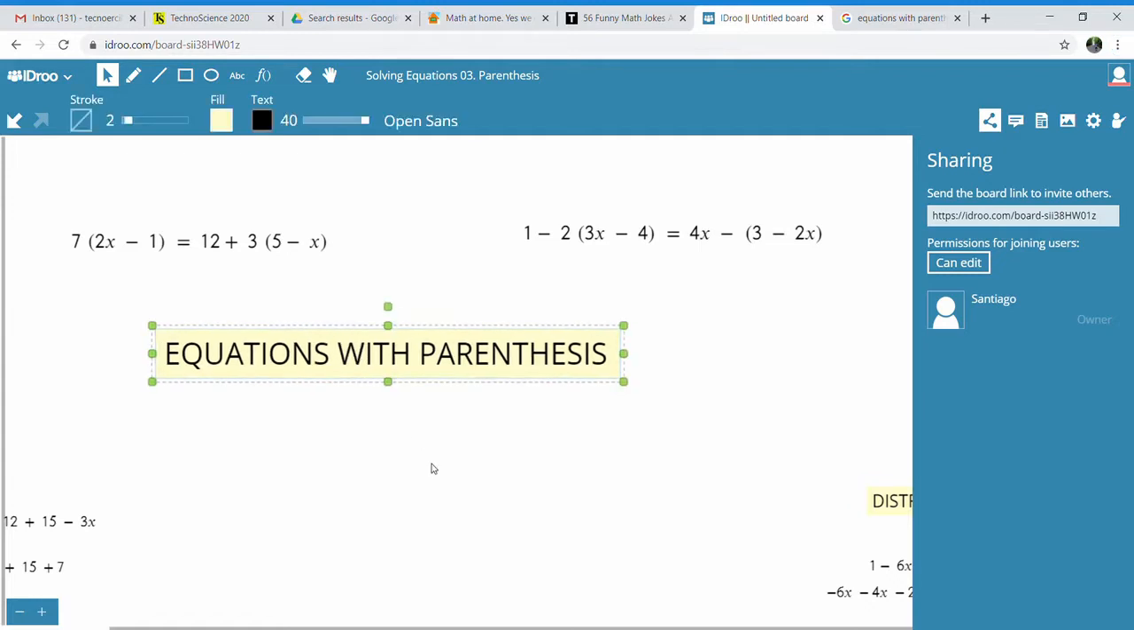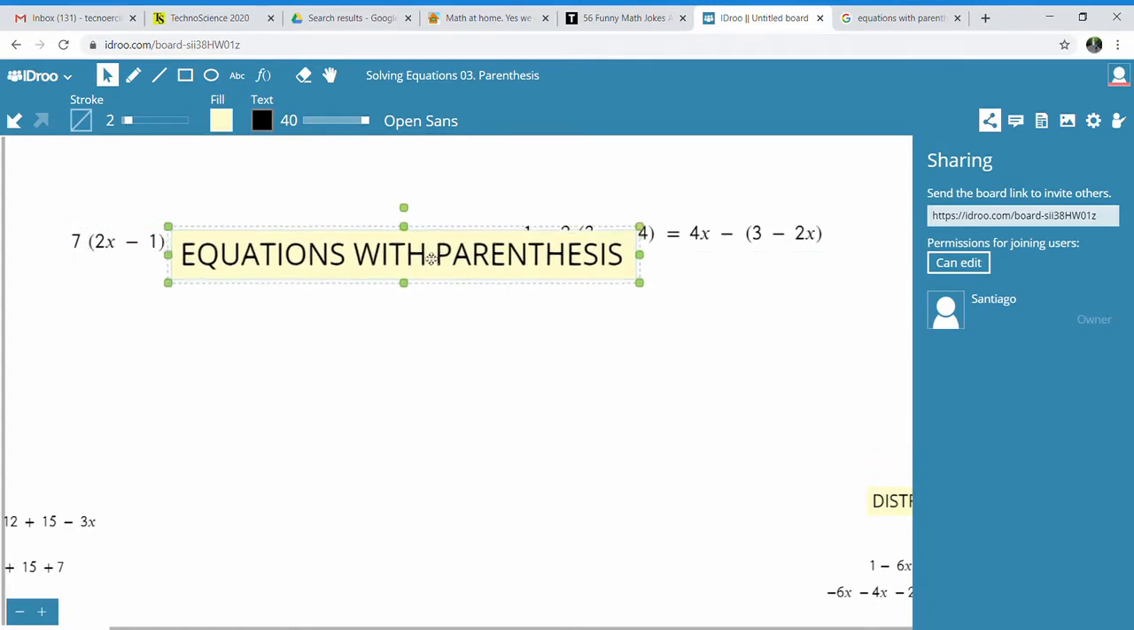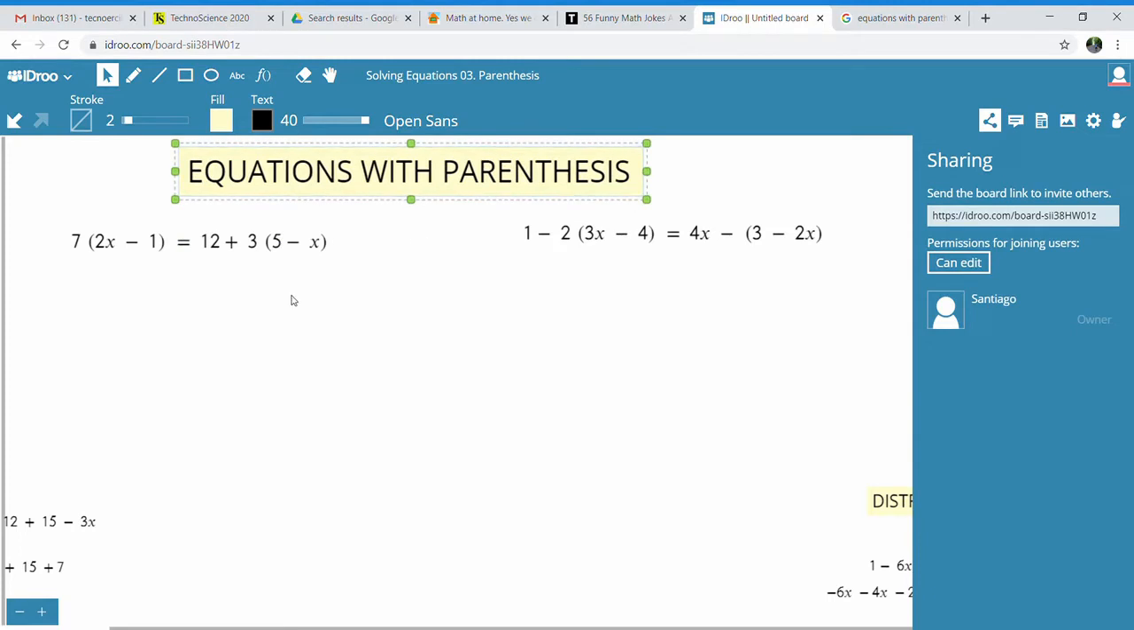Today, our aim is going to be how to solve equations with brackets, with parentheses. We have to solve these types of equations that have brackets. You know that when you solve combined operations with brackets, you have to solve the brackets first.